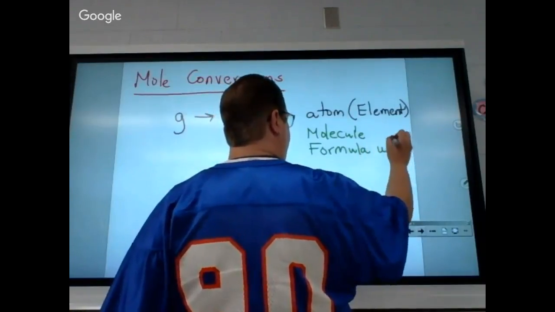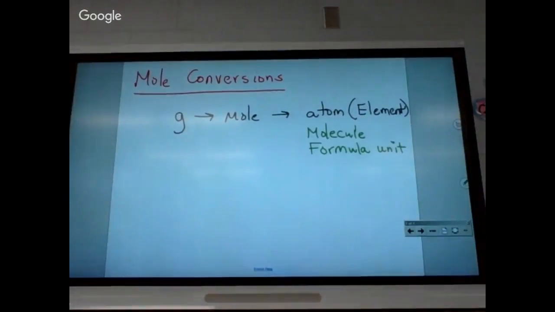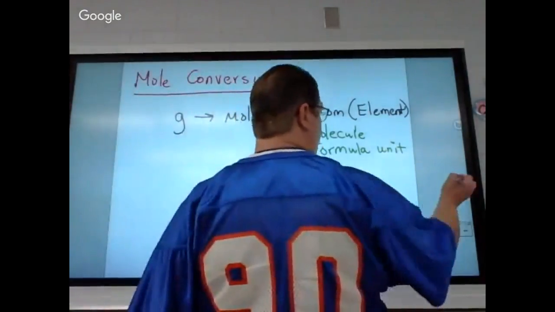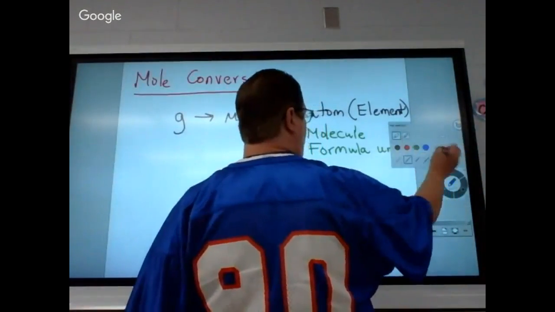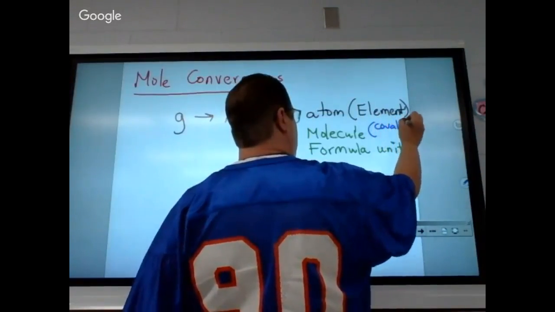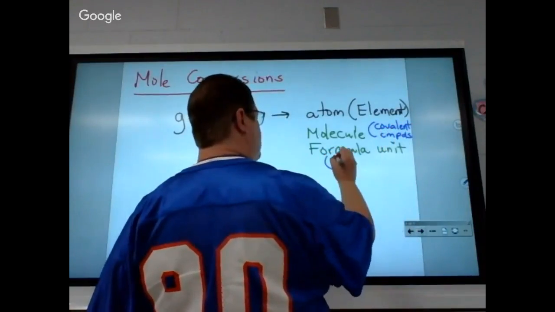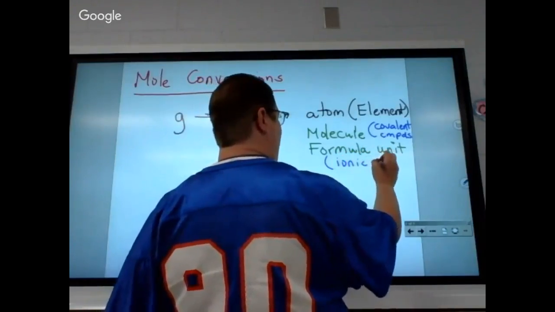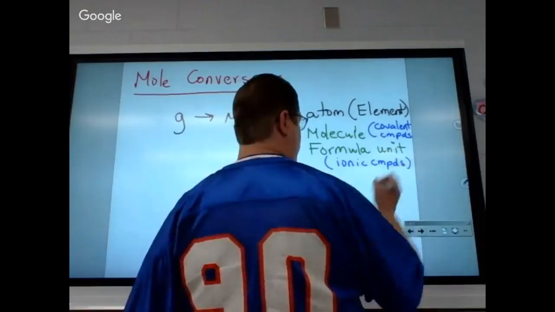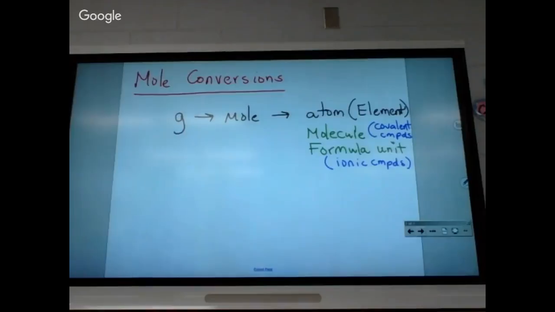Now, the only thing that makes this different in terms of how this works is a molecule is for covalent compounds, and formula units are for ionic compounds. It doesn't affect the math at all, okay? Doesn't affect the math at all.